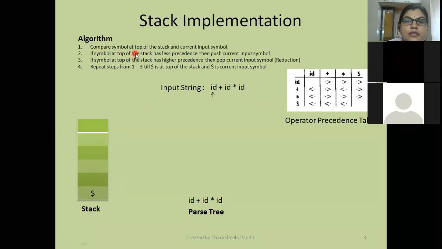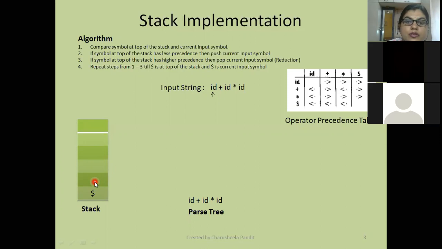The algorithm is: compare the symbol at the top of the stack and the current input symbol. If the symbol at the top of the stack has less precedence, then push the current input symbol. If the symbol on the top of the stack has higher precedence, then we pop the elements from the stack. And when you are popping, it means you are doing the reduction. We will repeat these steps till we get dollar on the top of the stack and at the end of the input string. So we compare the symbol at the top of the stack and the input symbol. If the precedence of the symbol on the top of the stack is less, then we push. If the precedence is higher, then we pop.